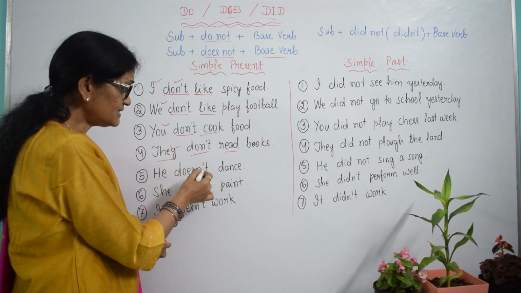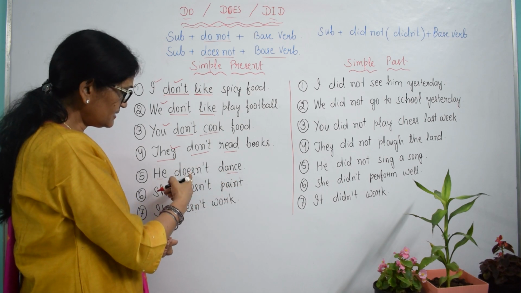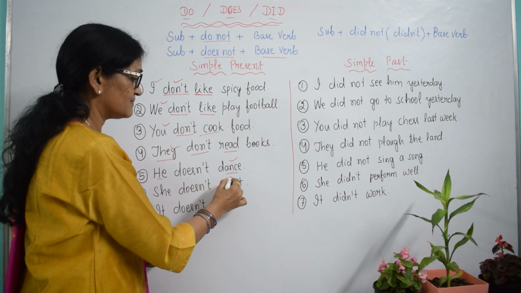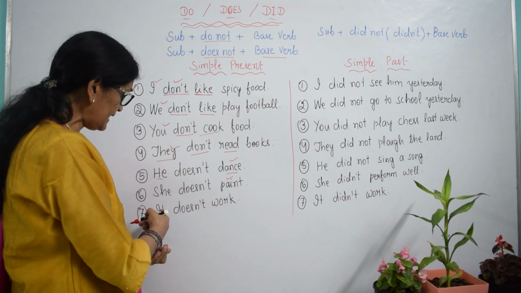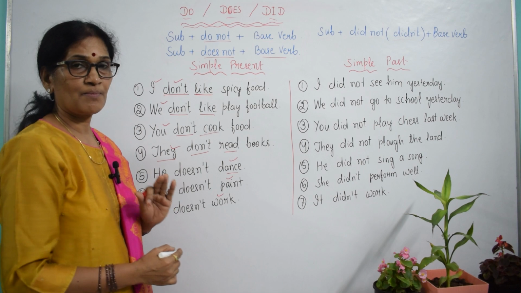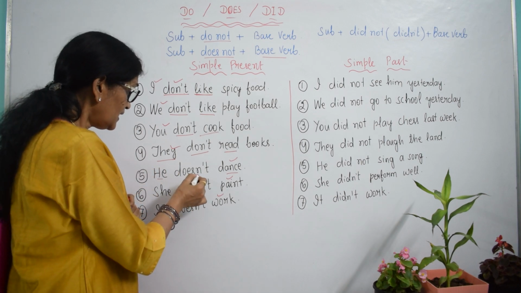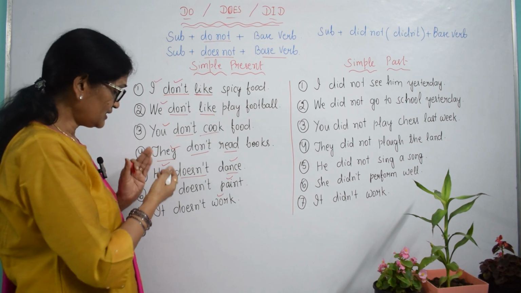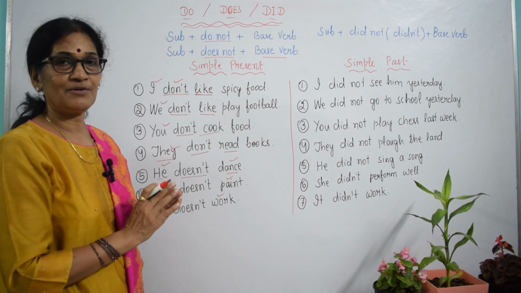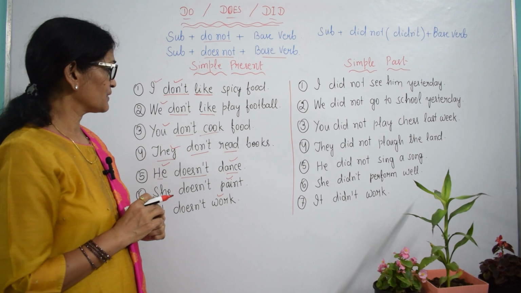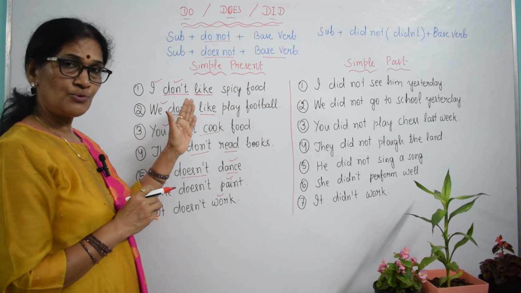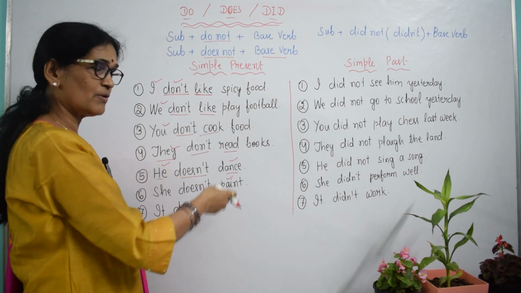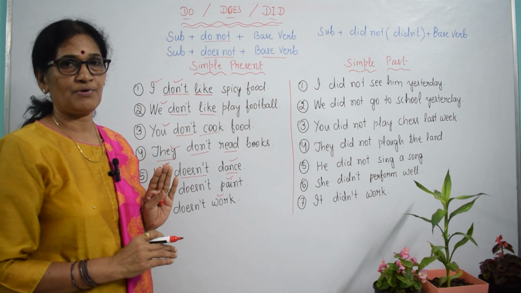He doesn't dance. Doesn't dance, base form of verb. She doesn't paint, base form of verb. It doesn't work, base form of verb. But remember, doesn't goes with he, she and it, the singular subjects. This is the difference. We have to remember which subjects go with don't and which subjects go with doesn't. And all verbs are only the base form of verbs.